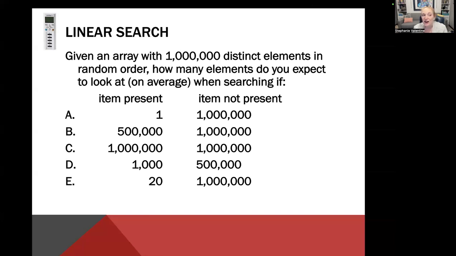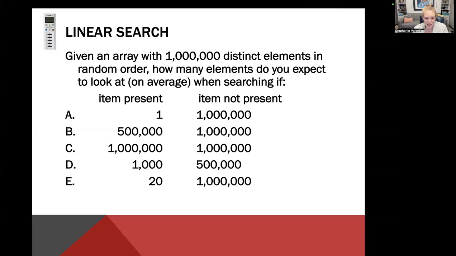Okay, so let's see. Let's go from the bottom up here. So let's look at E. E says that if the item is present, we only have to look at about 20 different items. That would assume that most of the time, with a million items, we're going to find our item in the 20th spot. That seems pretty quick. I think we'd probably need to look through a lot more items than that. Okay, so that doesn't seem very tempting.